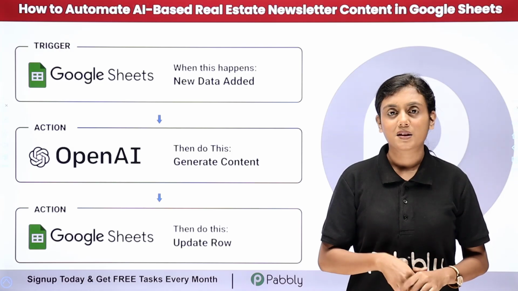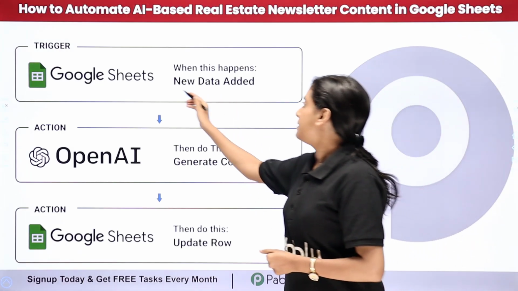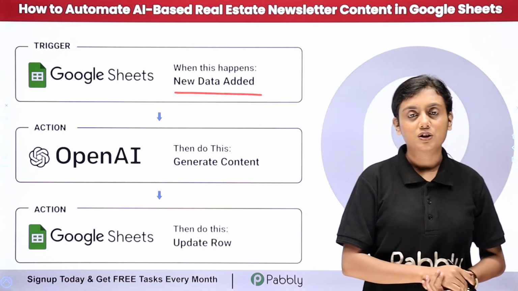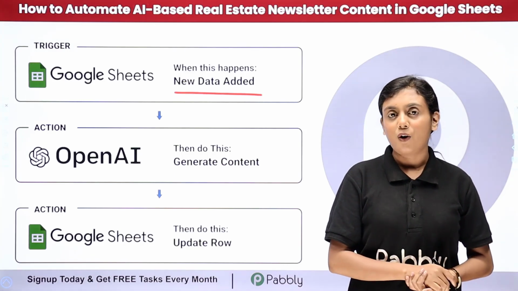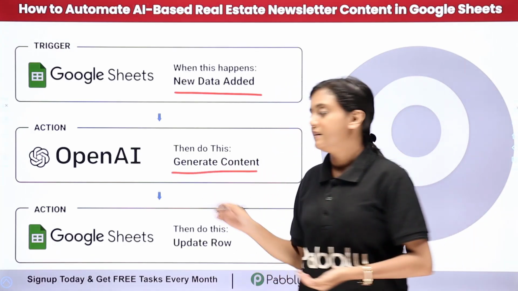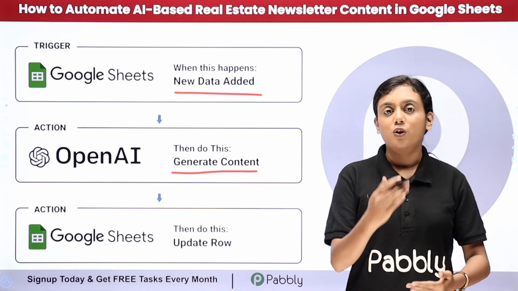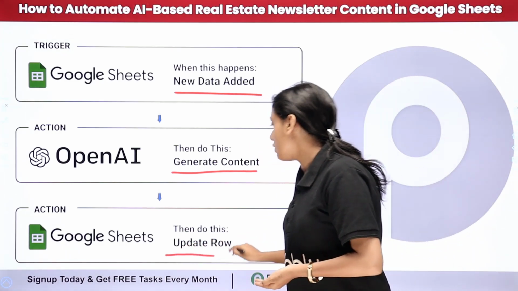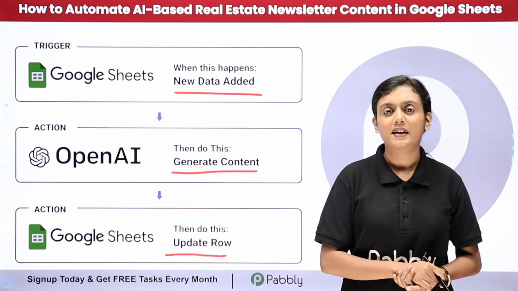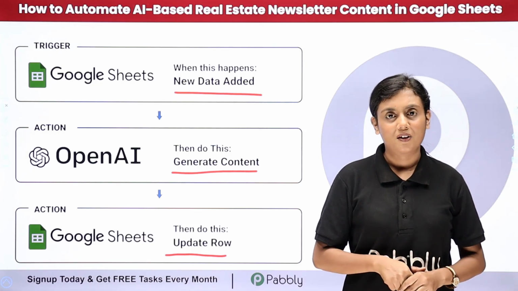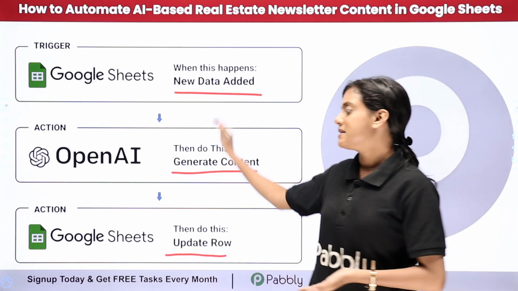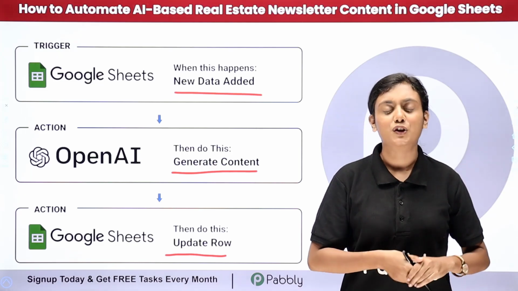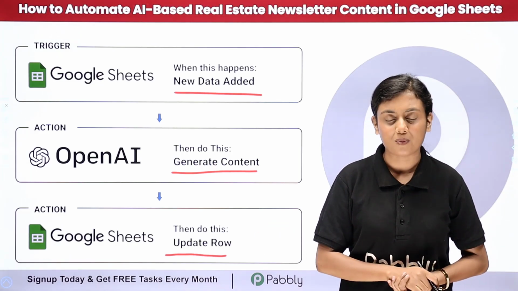How this AI agent works is that as soon as I add the data of the new property listings in my Google Sheets, automatically using all the data, an AI agent is going to generate the newsletter content. And as the content is generated, this AI agent is going to update my spreadsheet with the generated content to create a systematic record. So now if you want to learn how to create this amazing AI agent for your business, then let me take you to my screen.